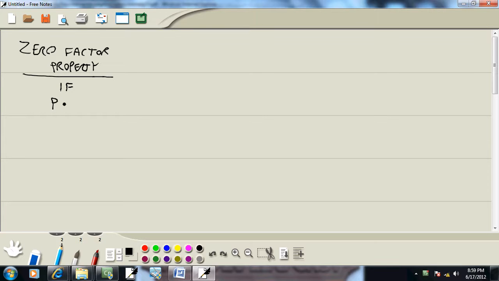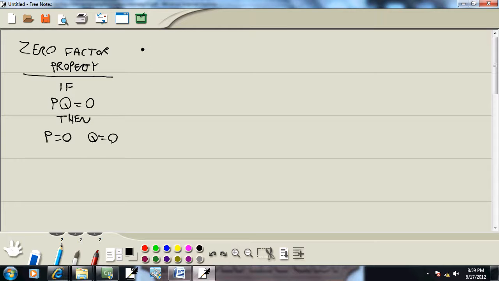This says if you've got p times q is equal to 0, where p and q can be anything, binomials, monomials, a number, an x, whatever, then you can set each factor equal to 0. So I set p equals 0 and q equals 0. Now I like this name the best because the first thing, zero, tells you have to have 0 on one side. The second part, factor, tells you need to factor the other side, which works very well in algebra.